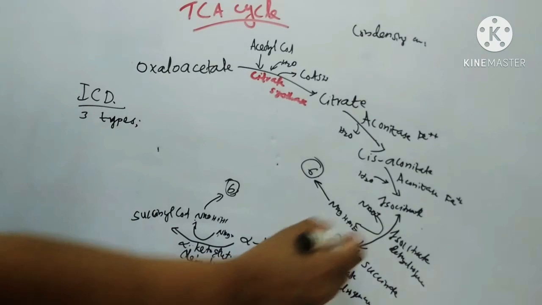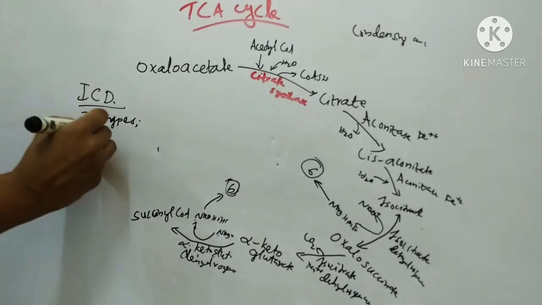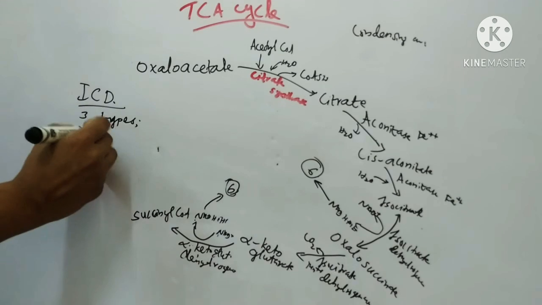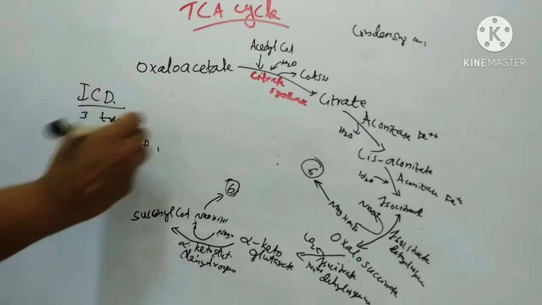Isocitrate dehydrogenase catalyzes 2 reactions. This enzyme is of 3 types. The first one is the NADP dependent ICD. It is found in the cytosol.